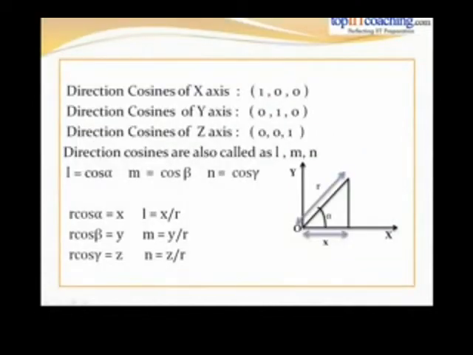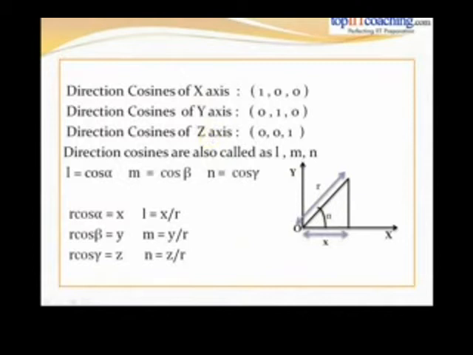Now the direction cosines of the x-axis are 1, 0, 0. This is because the x-axis makes an angle of 0 degrees with the x-axis, so cos 0 degrees would be equal to 1. Similarly, the x-axis makes an angle of 90 degrees with the y-axis, so cos 90 would be equal to 0. And the x-axis makes an angle of 90 degrees with the z-axis because these two are mutually perpendicular axes, so cos 90 is again equal to 0. Similarly, the direction cosines of the y-axis are 0, 1, 0, and the direction cosines of the z-axis are 0, 0, 1. Thus these are the direction cosines of the x-axis, y-axis and z-axis.